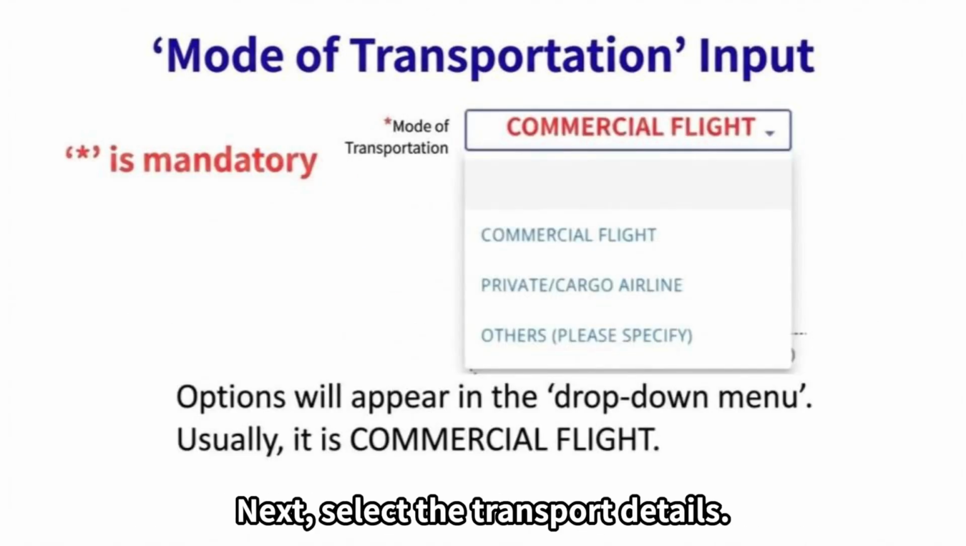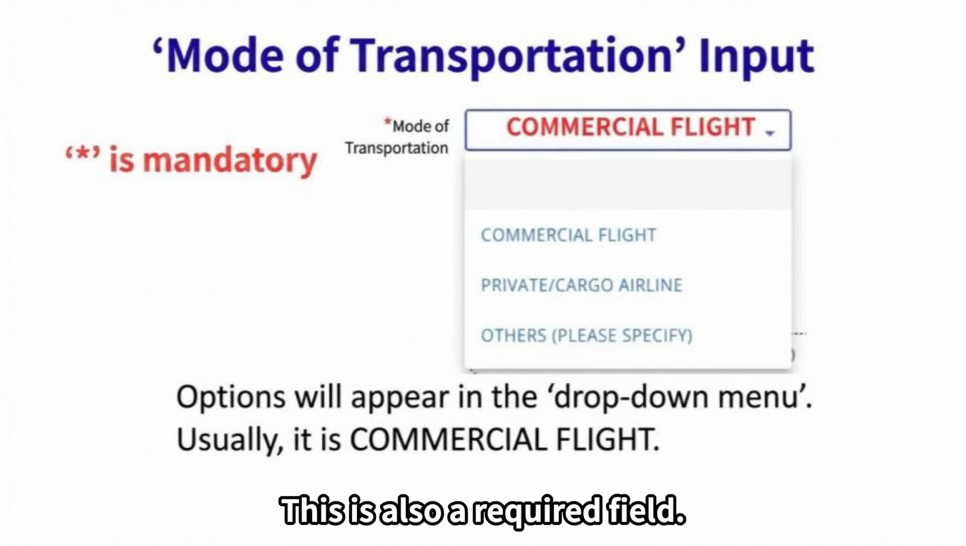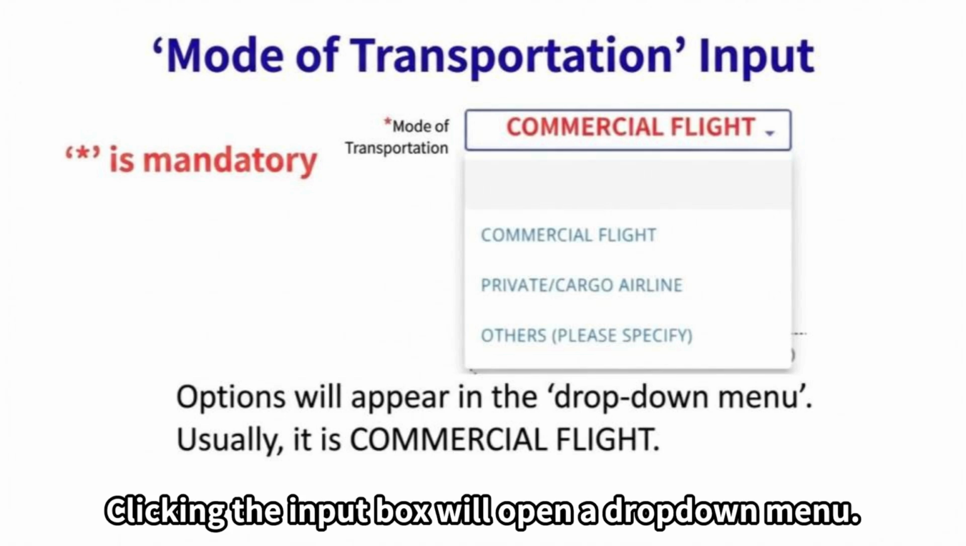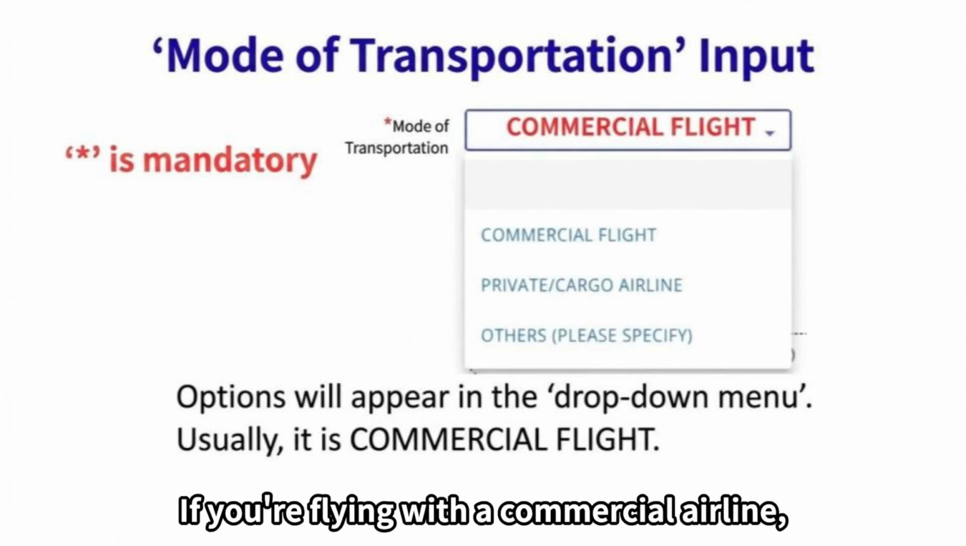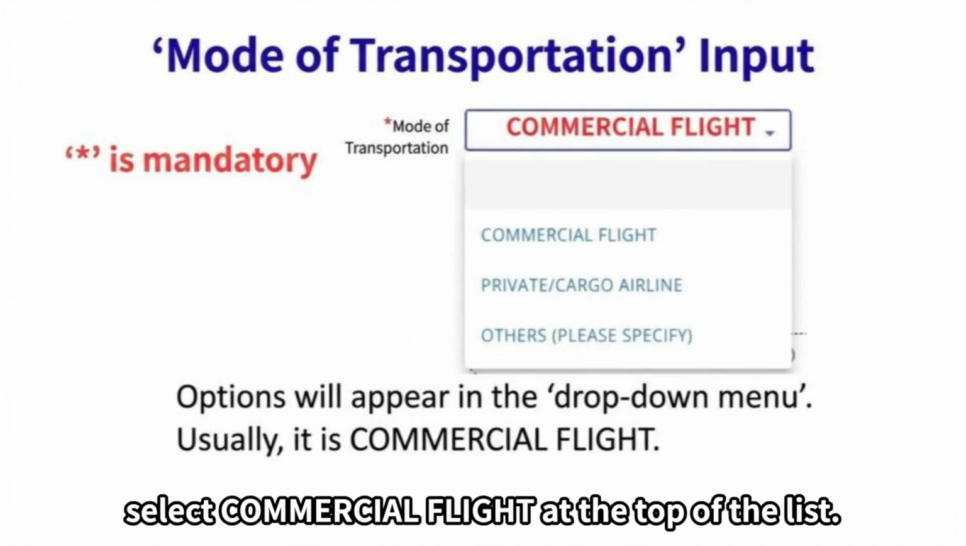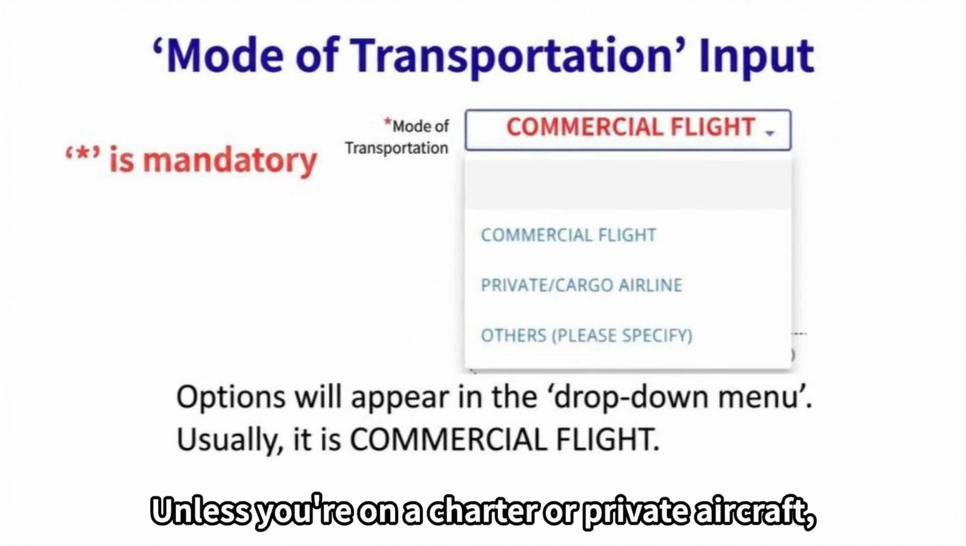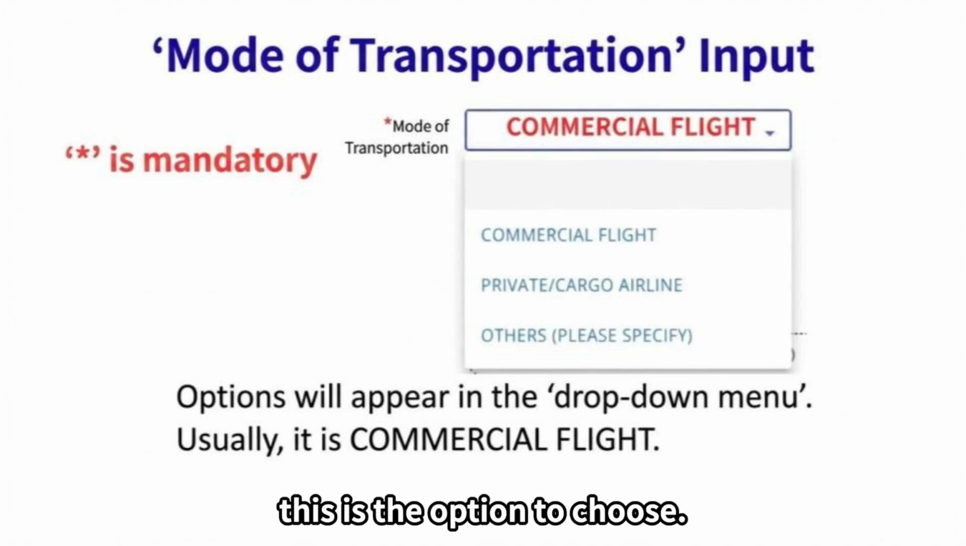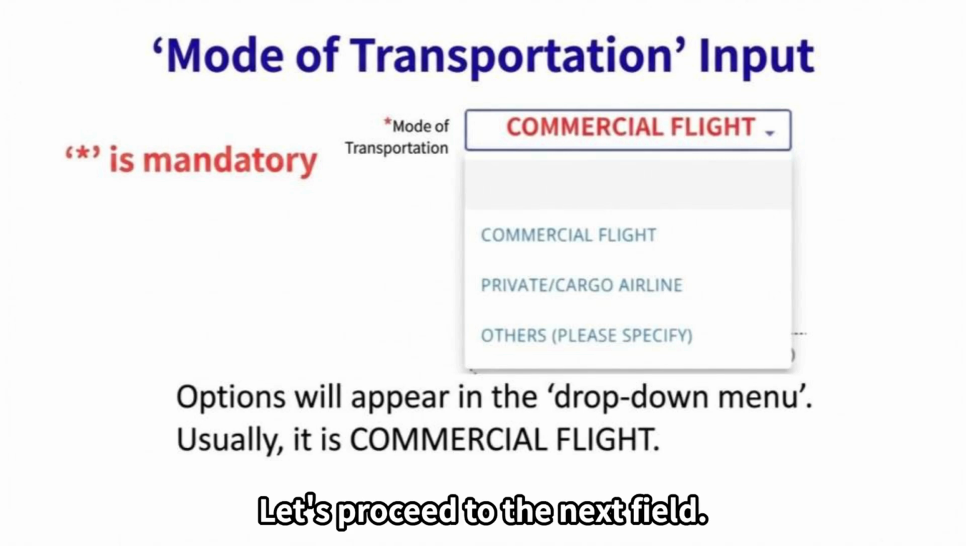Next, select the transport details. This is also a required field. Clicking the input box will open a drop-down menu. If you're flying with a commercial airline, select Commercial Flight at the top of the list. Unless you're on a charter or private aircraft, this is the option to choose. Let's proceed to the next field.